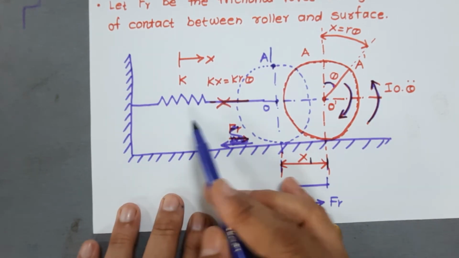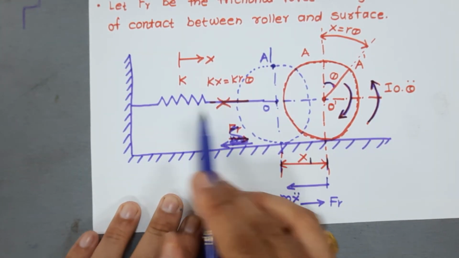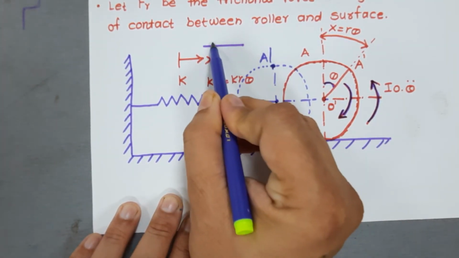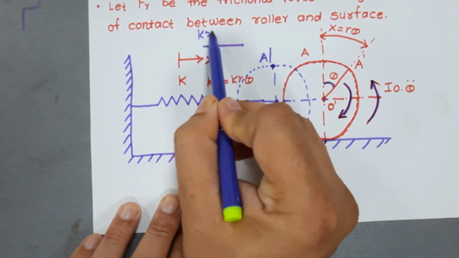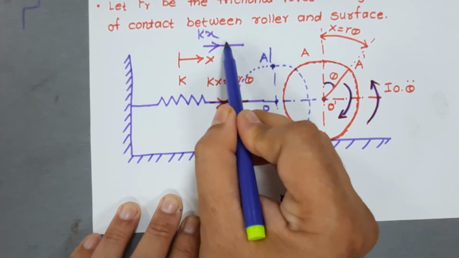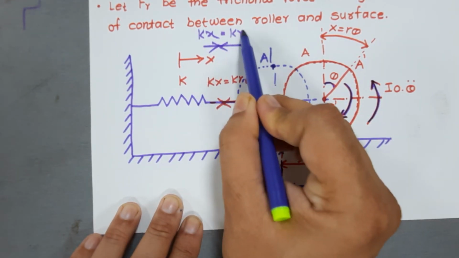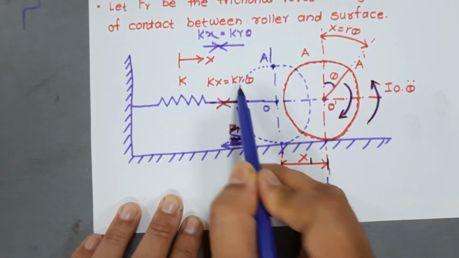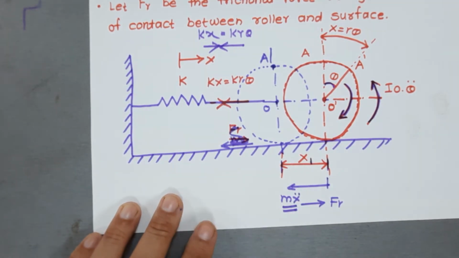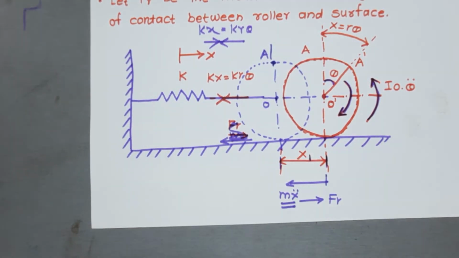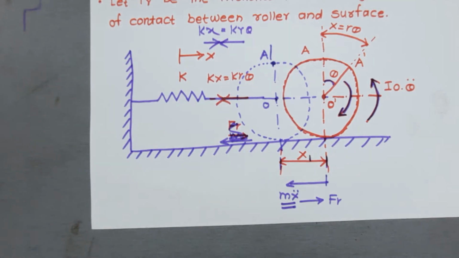Now here again a spring is provided. The spring has two forces here. One in the right hand direction, that is a kx force, and again the same force acting in the other direction. As we know x equal to r theta, so k into x equal to k into r theta. So here kx is equal to k r theta is the force acting in the spring in this direction. I hope you understand this portion.